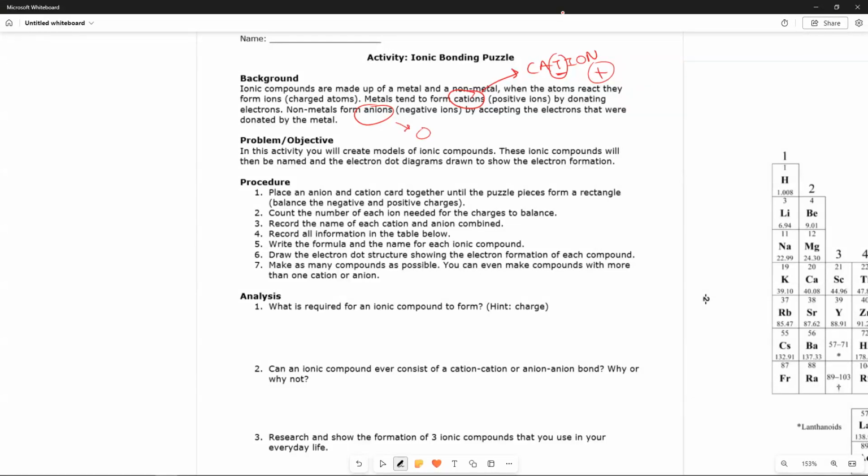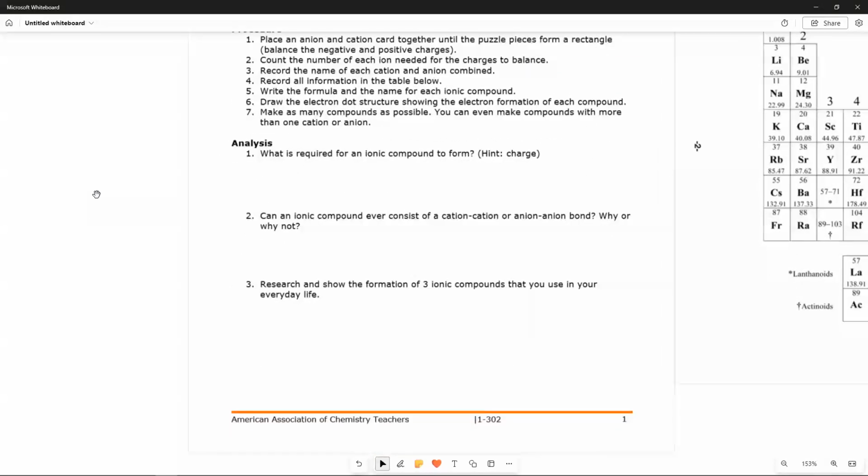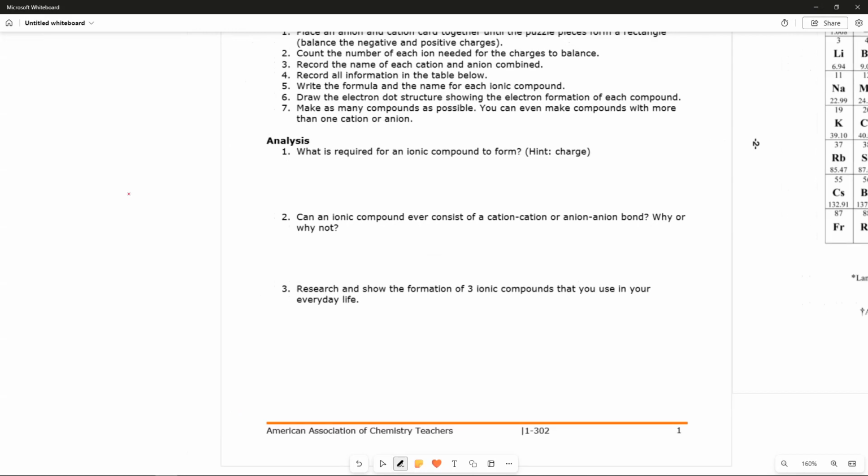So with this information, we can go on to this worksheet. This procedure, you can read if you want, but I'll be going over specific examples that I want you to know for the test. So there's no need to read all that if you don't want to. So let us talk about some analysis questions. Number 1. What is required for an ionic compound to form? Hint, charge.